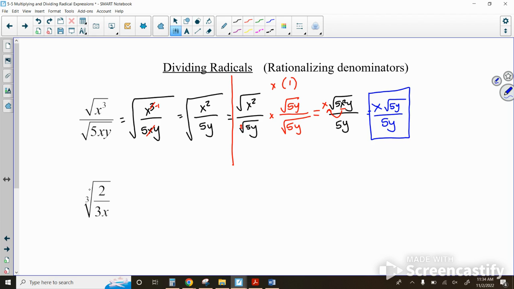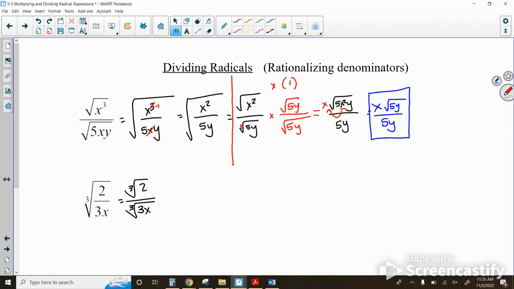Now, how do you do it with a cubed root? Well, remember that if I write it as one big cubed root, that's technically the same thing as the cubed root of 2 over the cubed root of 3x. And there's nothing I can simplify there. Nothing simplifies in this fraction, and there's no cube roots I can take of things. So I'm going to approach it in a very similar way to up here.